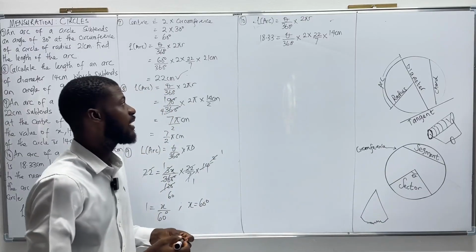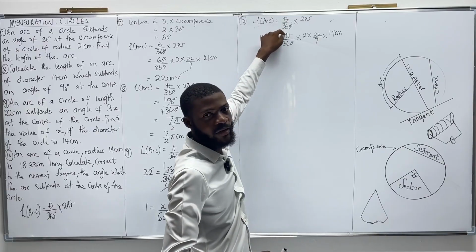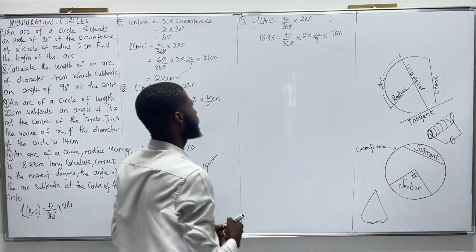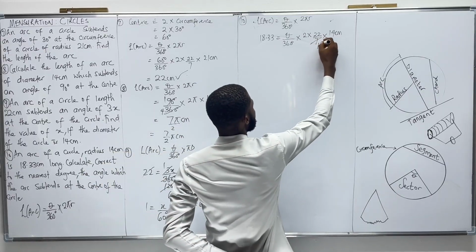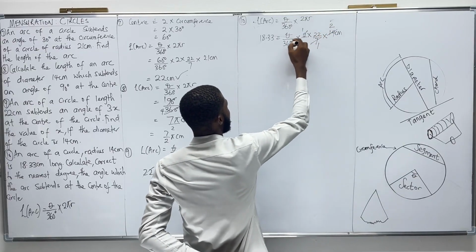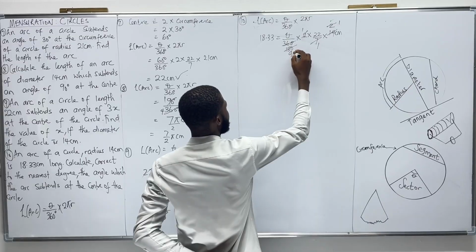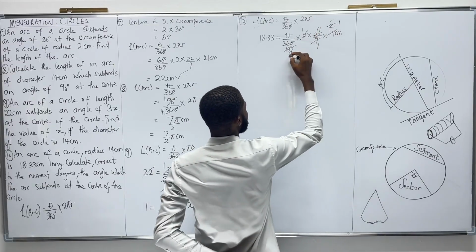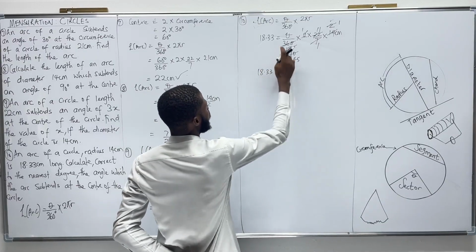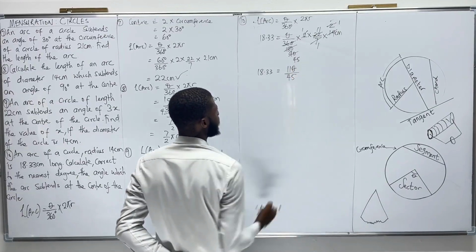Now, since we are looking for the angle, some persons might go and make the angle subject of the formula. It's a thing of choice. It's still nice if you do so. 7 here is 1, 7 into this is 2. 2 here is 1, 2 into 360 is 180. 2 here is 1, 2 into 180 is 90. 2 here will give us 1, and 2 into 90 is 45. So this will become 18.33 equals theta times 11, that will give us 11 theta over 45.